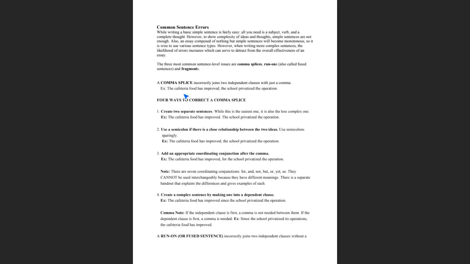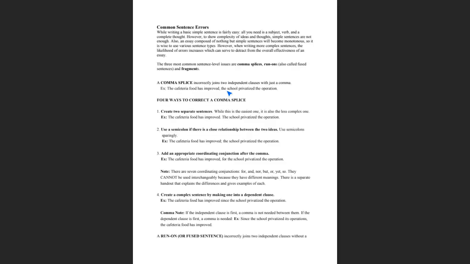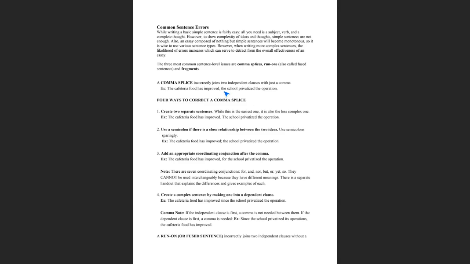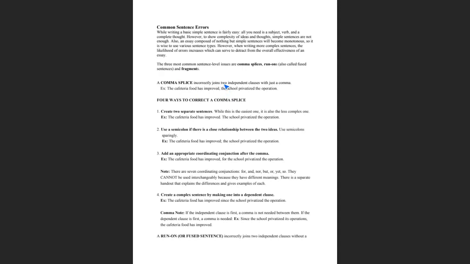So let me draw your attention to this first example in the document. Notice this sentence here: the cafeteria food has improved. The cafeteria food is your subject. Has improved is your predicate. This together is a complete sentence. But then notice here you have the school privatized the operation. The school is your subject, privatized the operation is your predicate. So here you have another complete sentence. The mistake here is that the author has joined both of these independent clauses with a comma, and this is a comma splice, which is incorrect.